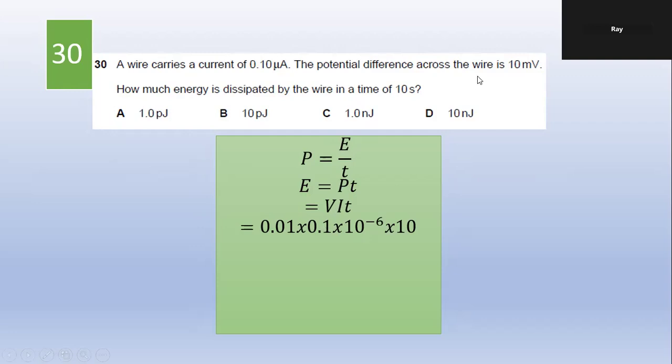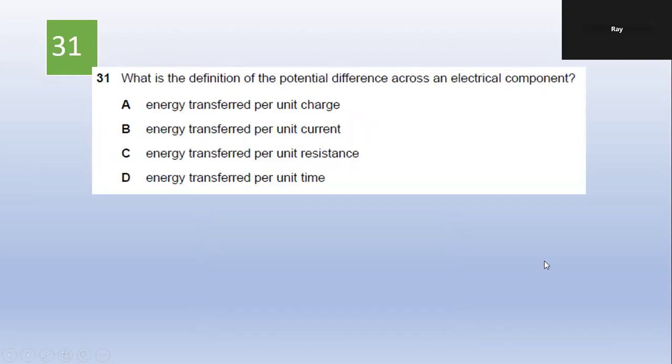V is 10 millivolts, so it's 0.01 volt. Microampere, change to SI unit. Time is 10 seconds. Yeah, I got it. Okay, the answer is D. Right? Memory work only, this one. You can see it's very popular.